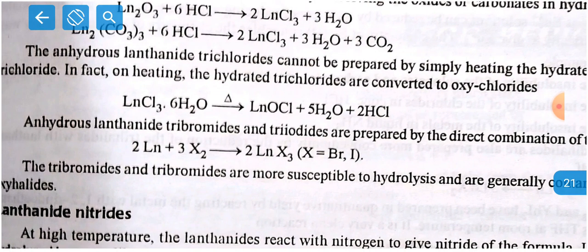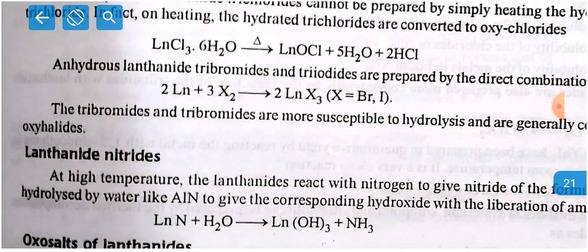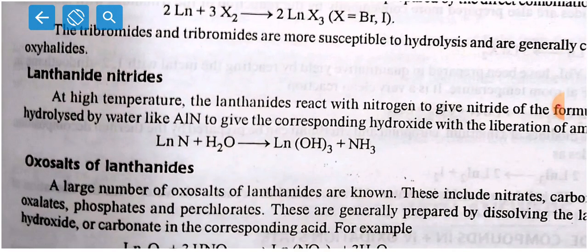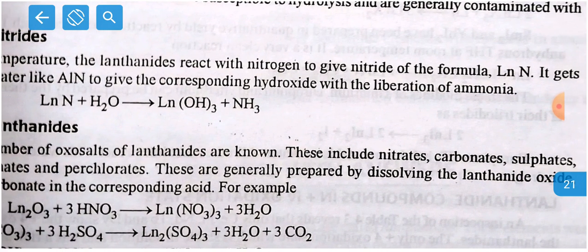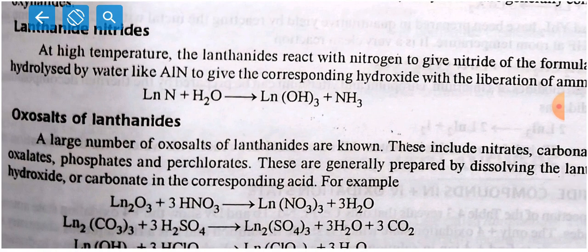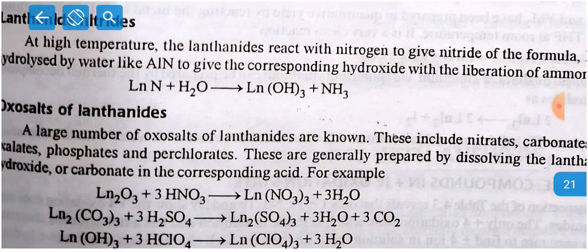The tribromides and triiodides are more susceptible to hydrolysis and are generally contaminated with oxyhalide. Lanthanide nitrides. At high temperature, the lanthanoids react with nitrogen to give nitrides of the formula LnN. It gets hydrolyzed by water like AlN to give the corresponding hydroxide with the liberation of ammonia. LnN plus 3H2O gives Ln(OH)3 plus NH3.